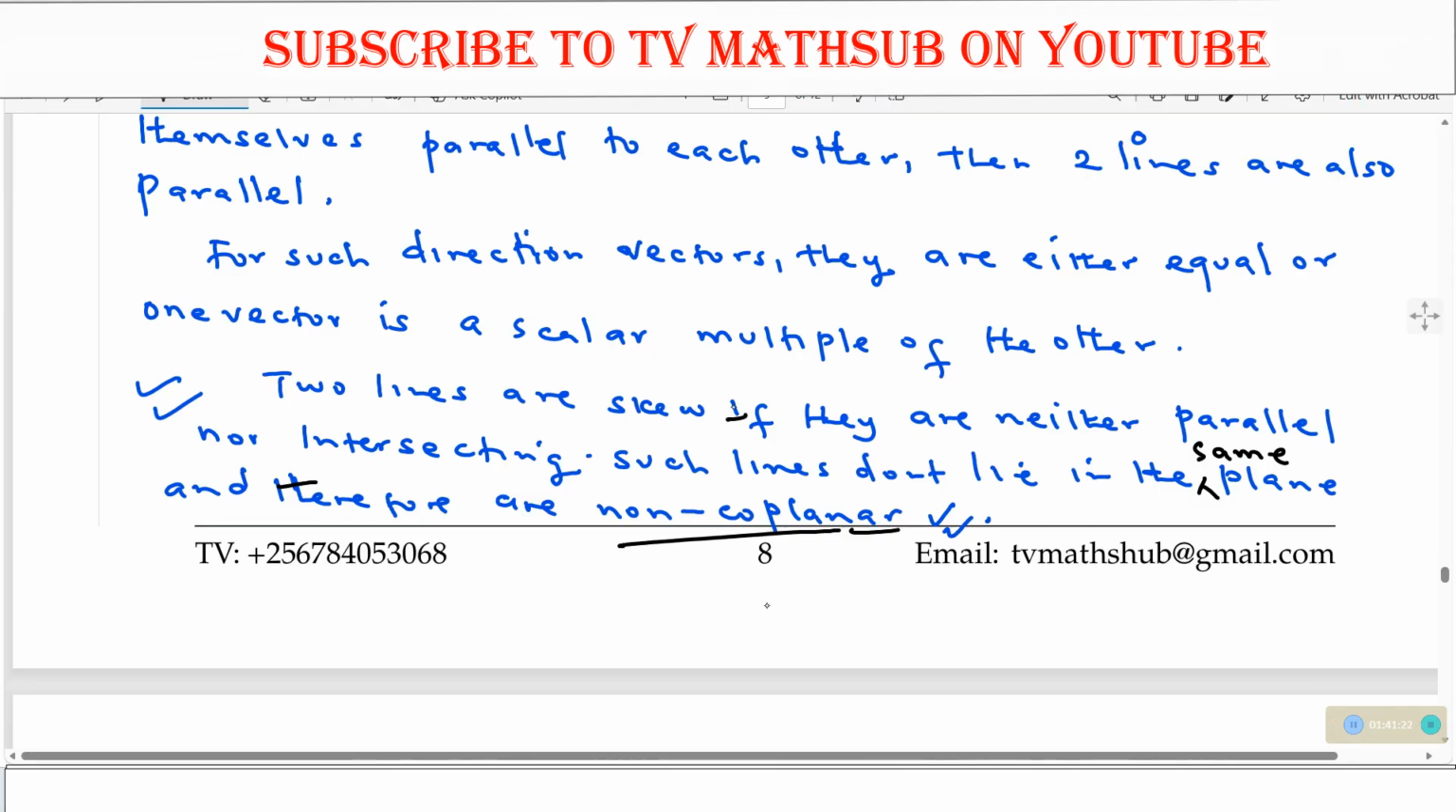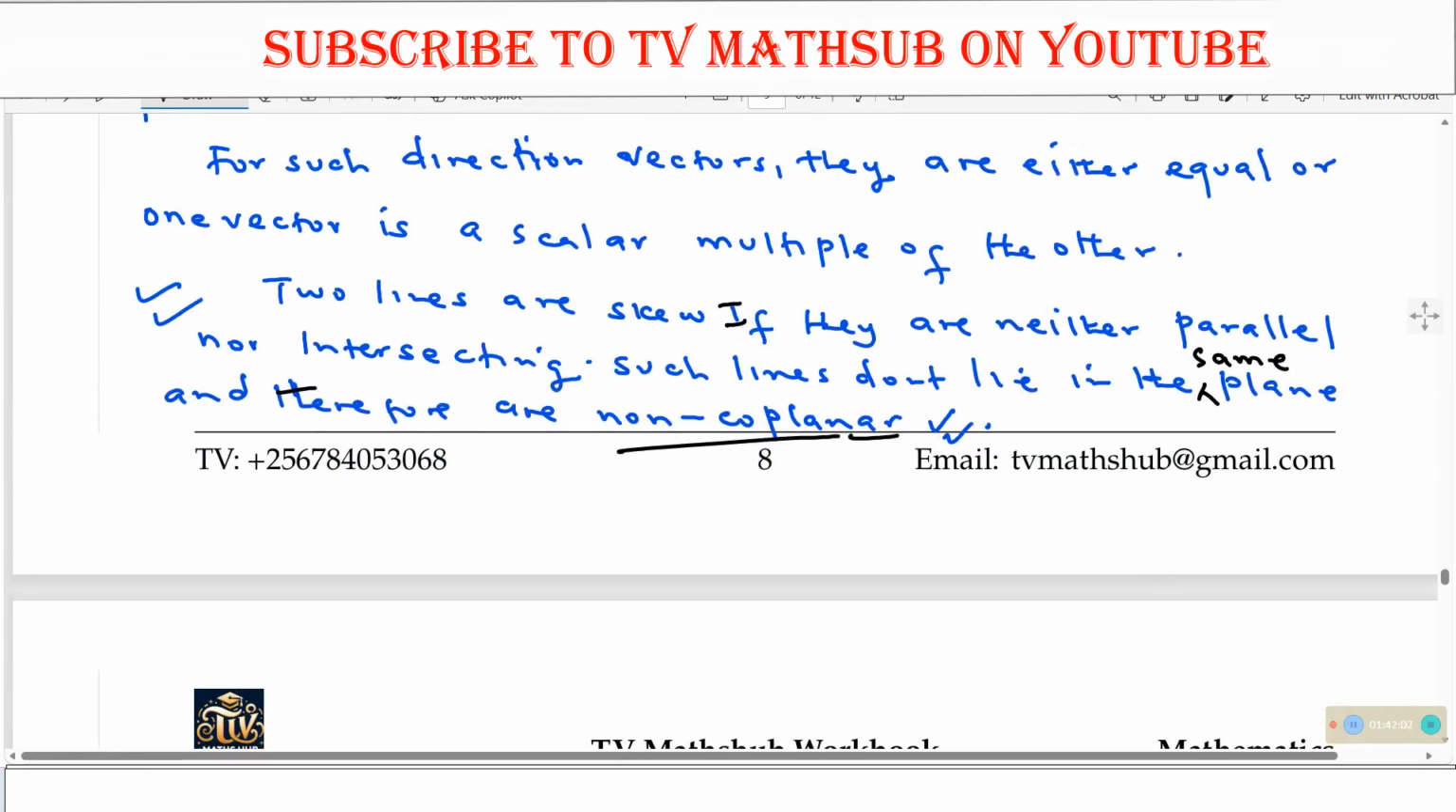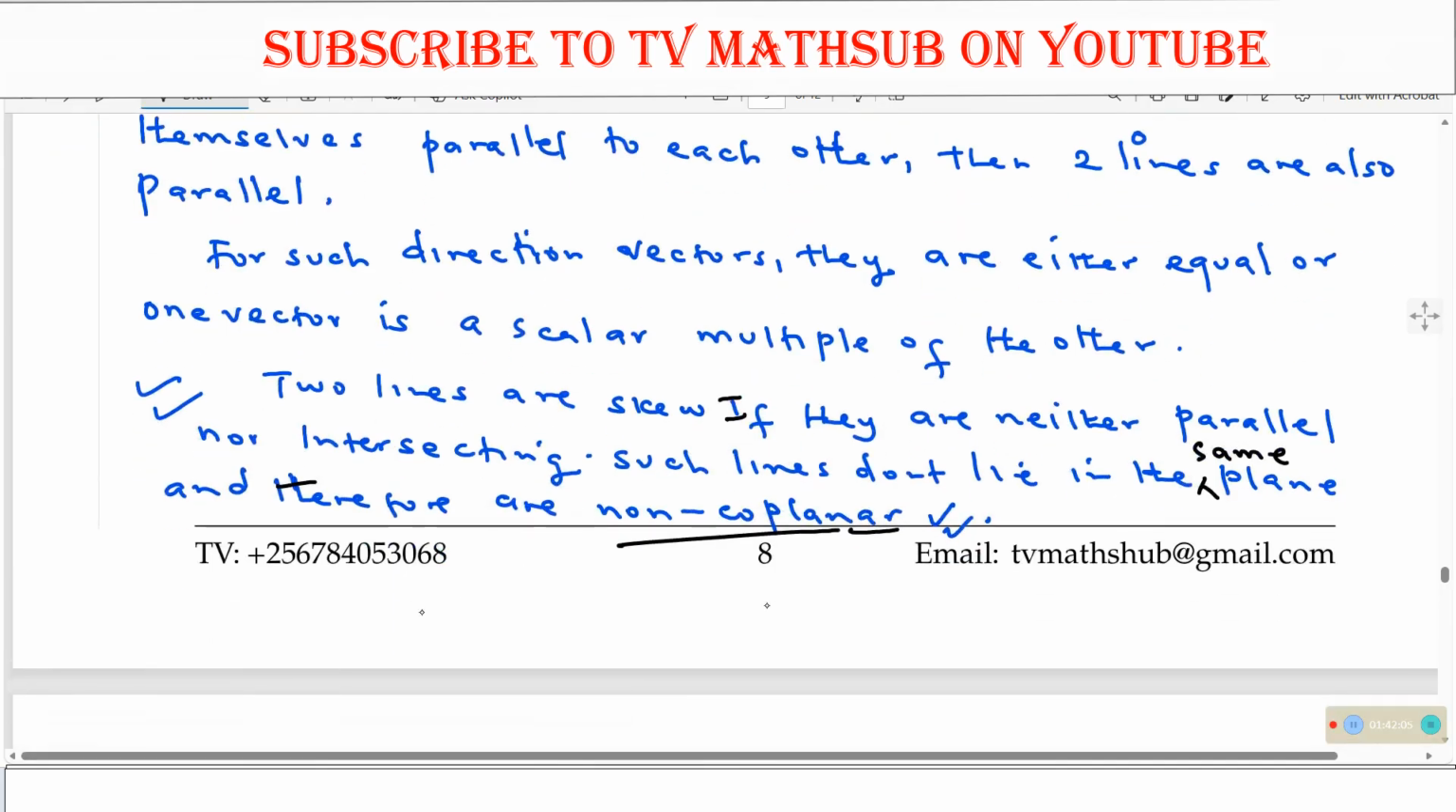So we shall be able to say that two lines are skew only when we show that they are not parallel, and two, they are not what? Intersecting. So for you to show that the two lines are skew, you must test for those two conditions. You must test whether they are parallel, and whether they are intersecting.